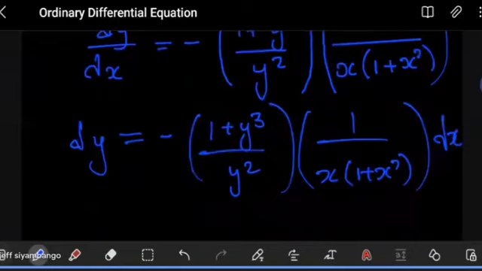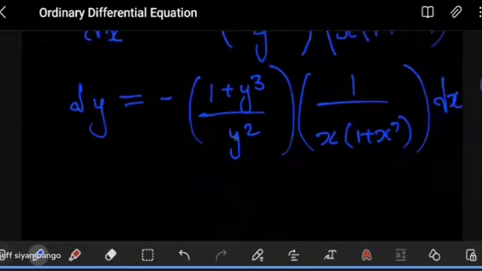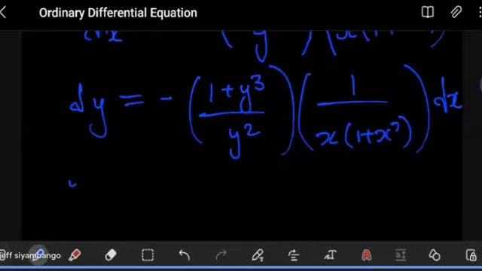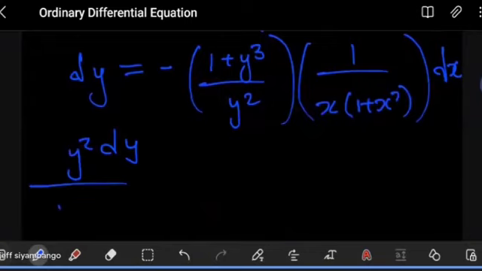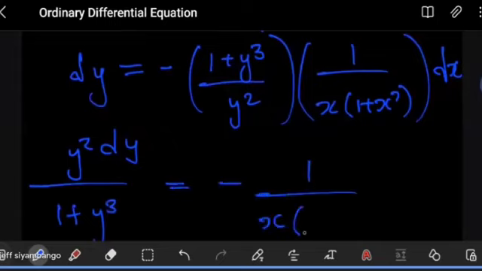I just have to know that the y squared goes up. The 1 plus y to the power 3 comes down. So this will be over 1 plus y to the power 3 here. Then this is equal to, I'll maintain the negative on the left-hand side, now this is x, 1 plus x squared here. Then we have dx. Do you see that we have separated the variables?